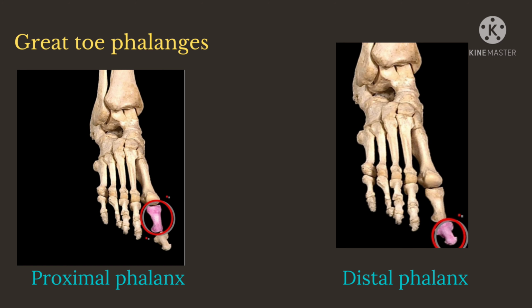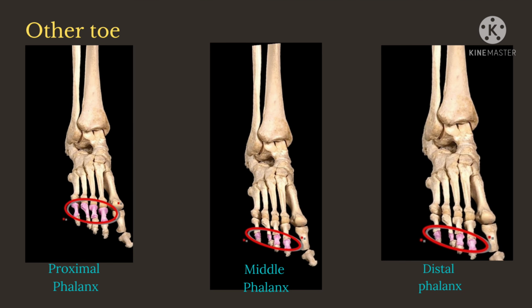But in the case of the other toes, we have 3 phalanges, which is common for the upper limb as well as the lower limb. They are distributed as proximal, middle and distal. The first diagram you are seeing is the proximal, second is the middle, and third is the distal phalanx. So it's very easy, as we have studied 14 phalanges, out of which the 4 toes have 12 phalanges, whereas the first toe has only 2 phalanges.